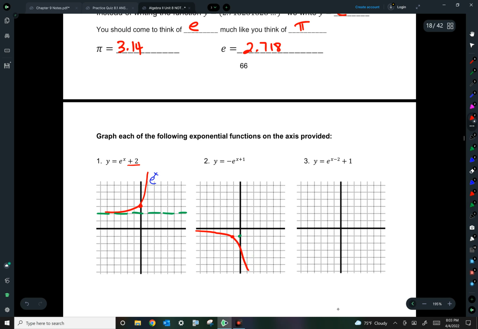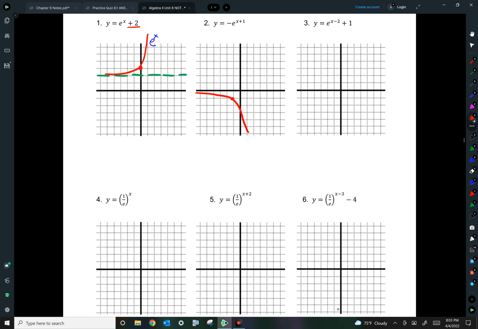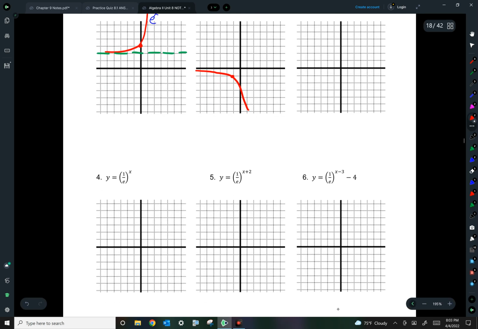Okay, and then one last one. No, let's skip down to number 3, we don't need to do that. Let's go to number 6. Okay, so number 6, 1 over e means it's a fraction. So for my basic graph, it goes through 1, but because it's a fraction, it's going the other direction, right? So it's coming down and leveling off over here. Okay, so there's my basic 1 over e to the x.